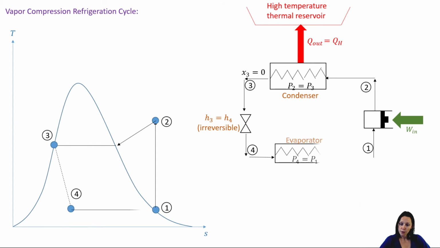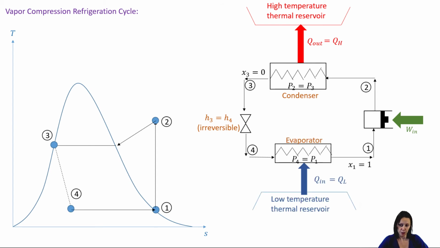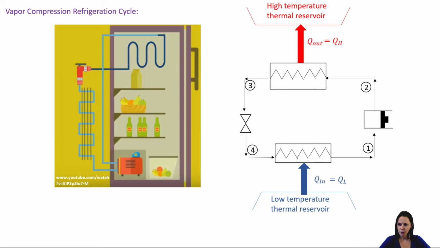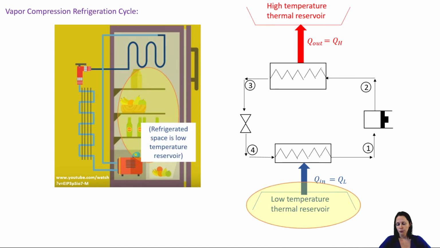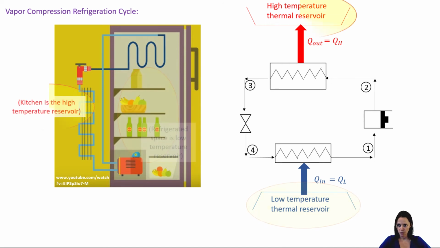Then from 4 to 1, you go through a constant pressure heat addition process. That would be from the refrigerated space, and you're coming out as a gas, so that would be state 1. And yeah, I guess that's all that we really need to know. So let's walk through this cycle and see what it looks like for the refrigerator that's sitting in your kitchen. So the refrigerated space is the low temperature reservoir.